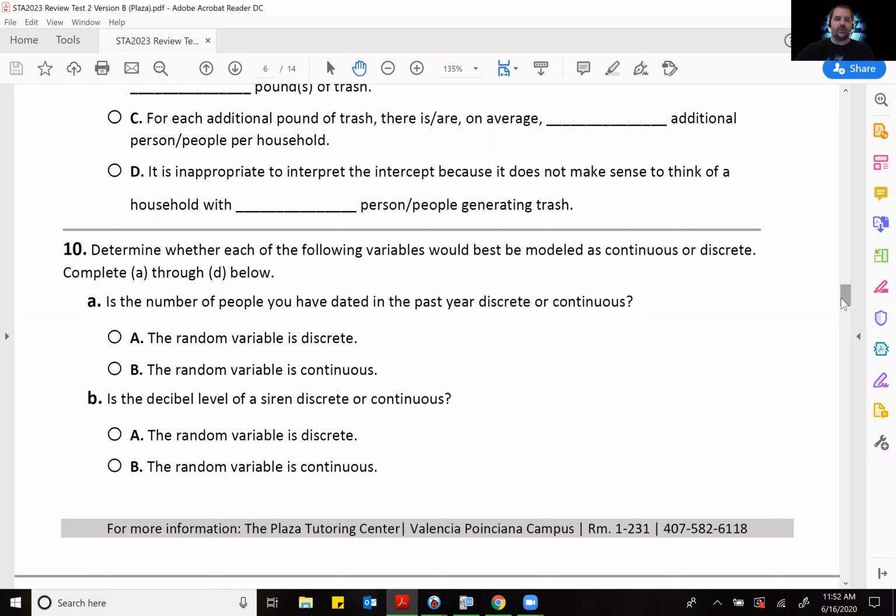So here, they just want to know, is this continuous or is this discrete? Remember, continuous means that it's like a range of data.